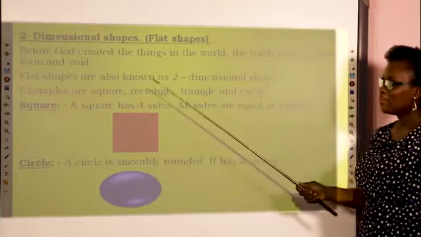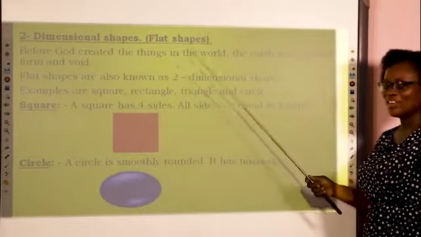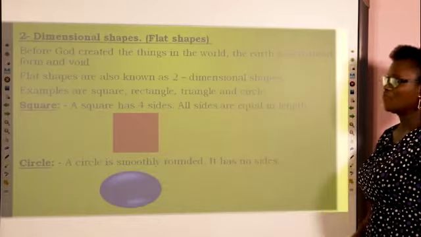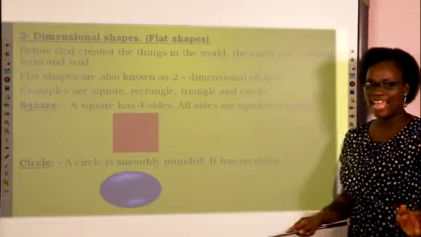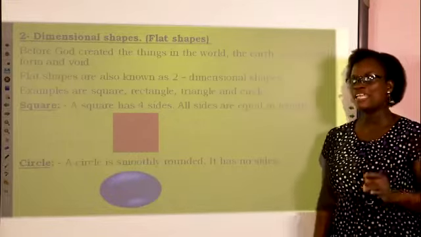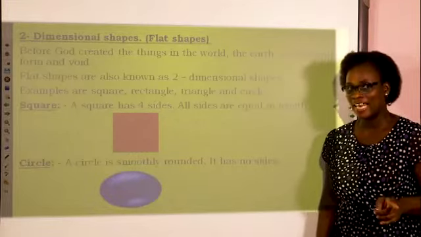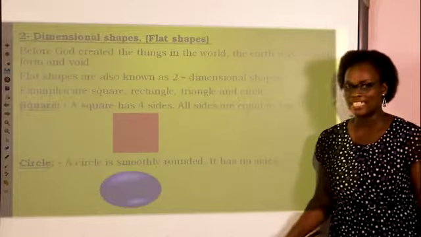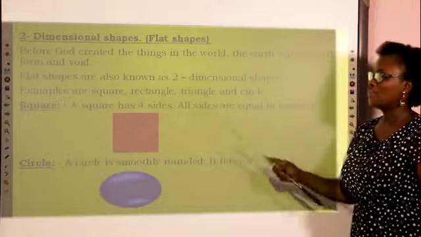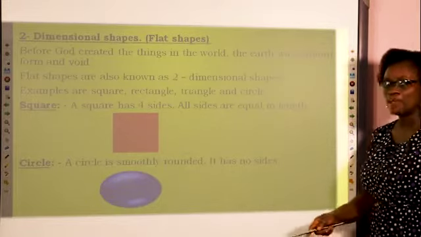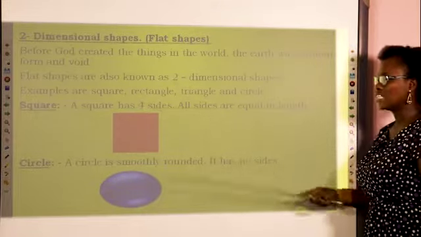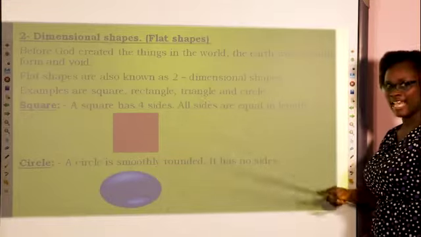Two-dimensional shapes, otherwise known as flat shapes. Before God created the world, the Bible told us that everything was just there without form. But immediately God said, let there be light, everything came into existence. So we'll move on to flat shapes, known as two-dimensional shapes. Examples are square, rectangle, triangle, and circle.